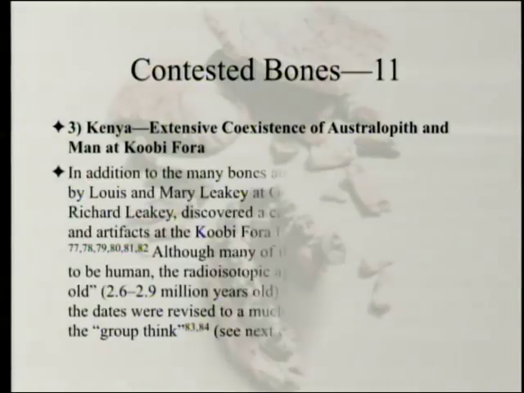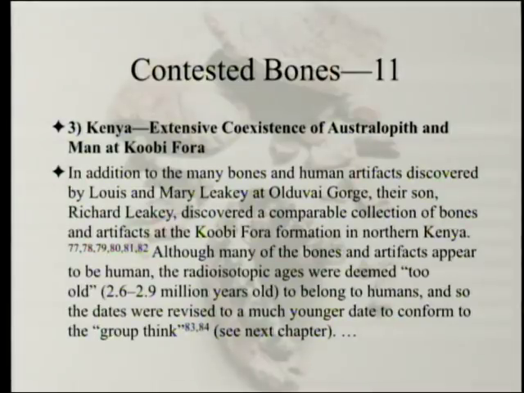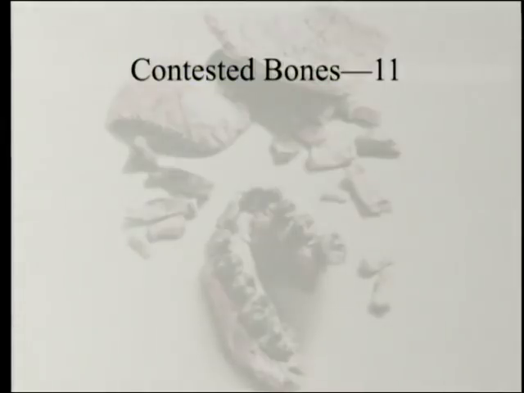Extensive coexistence of Australopith and man at Koobi Fora. In addition to the many bones and human artifacts discovered by Louis and Mary Leakey at Olduvai Gorge, their son Richard Leakey discovered a comparable collection of bones and artifacts at the Koobi Fora Formation in northern Kenya. Although many of the bones and artifacts appear to be human, the radioisotope ages were deemed too old, 2.6 to 2.9 million years old, to belong to humans, and so the dates were revised to a much younger date to conform to the groupthink, which we'll talk about later.